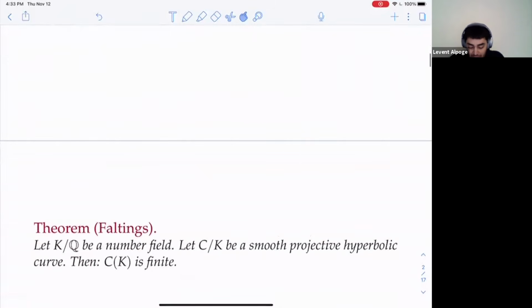All right, so today we're going to be talking about Faltings' theorem. Just to be clear, I have a number field K and a smooth projective hyperbolic curve. Hyperbolic here means genus is at least 2; the universal cover of the complex points is hyperbolic space. A smooth projective hyperbolic curve over a number field has finitely many rational points over that number field. That's the statement. This was born as the Mordell conjecture and goes back at least to the 1920s.